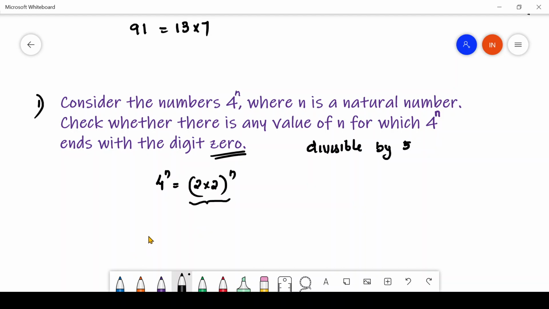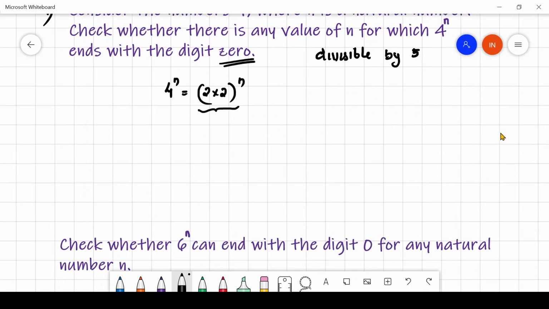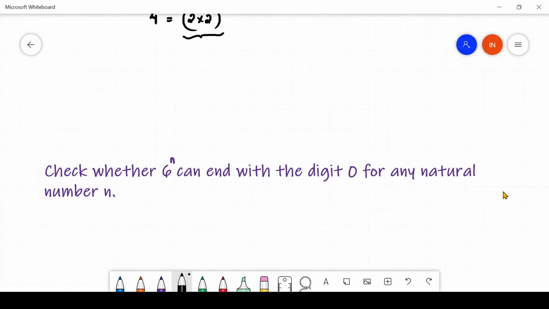Okay, so let us go to the next question. Let's see how we can do this. Check whether 6 raised to n ends with the digit 0 for any natural number n. What is the situation for this also? How can we express it by the prime factorization method? 6 raised to n is equal to (2 into 3) the whole raised to n, right?